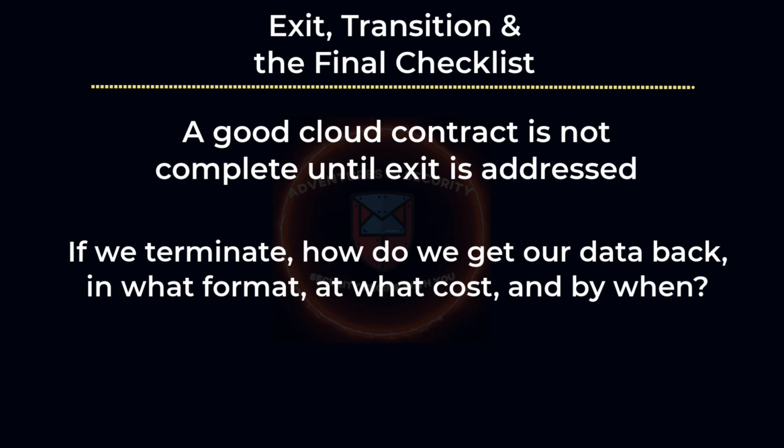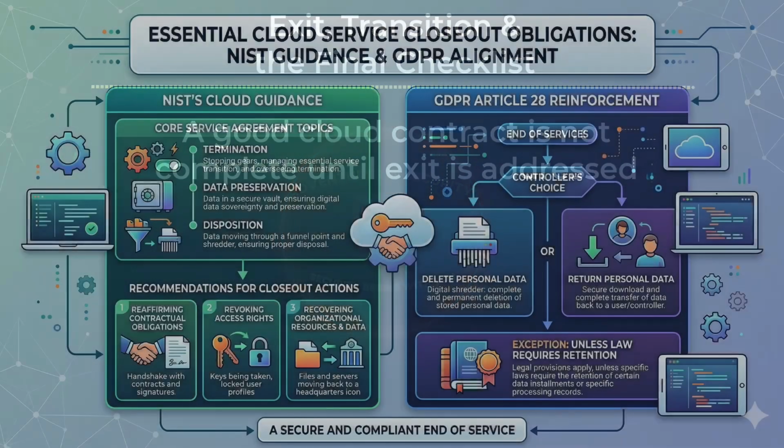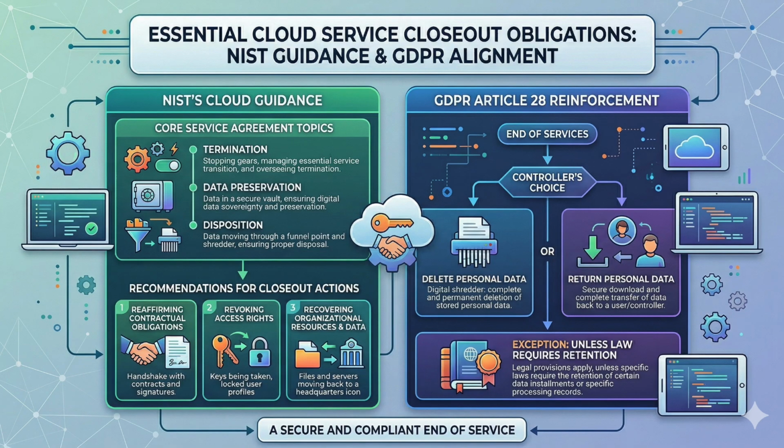provider without operational disruption. NIST cloud guidance specifically points to termination, data preservation, and disposition as core service agreement topics. It also recommends reaffirming contractual obligations at closeout, revoking access rights, and recovering organizational resources and data. GDPR Article 28 reinforces this by requiring the processor, at the controller's choice, to delete or return personal data at the end of the services, unless law requires retention.